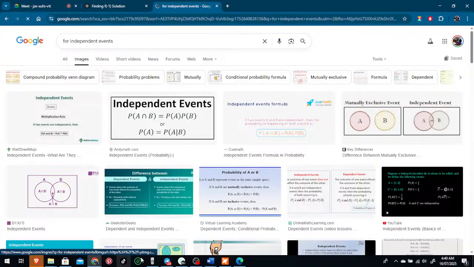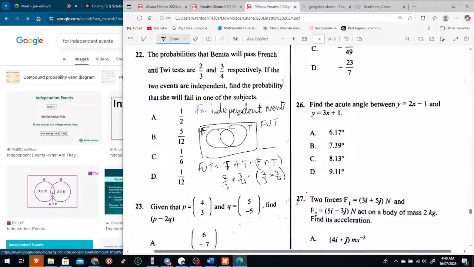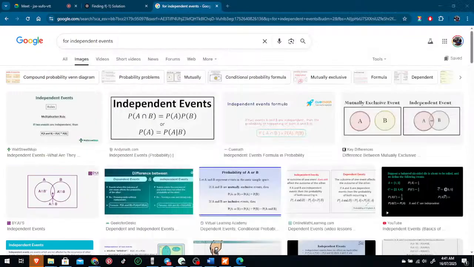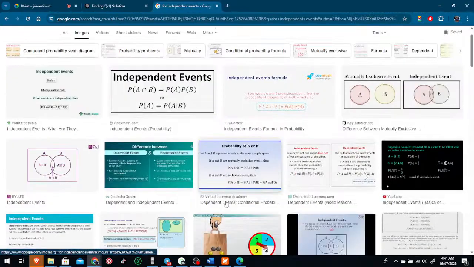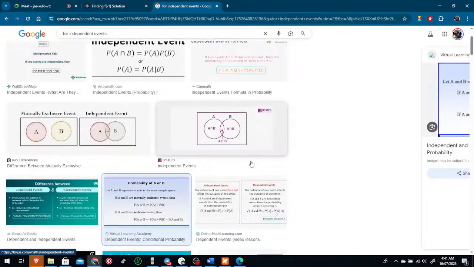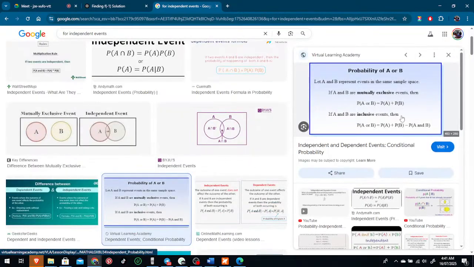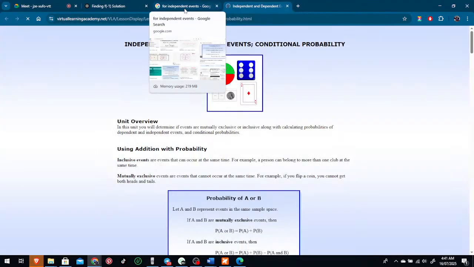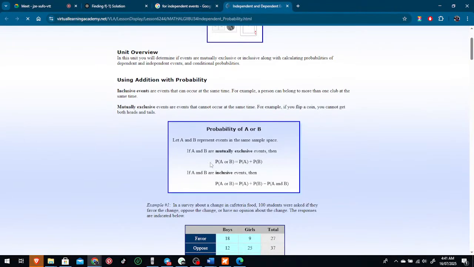Wait, let me look at the question again. Find the probability, if the two events are independent, that one will fail. Okay, so over here there are two conditions. I think we'll find when one will fail, then one will pass, then we multiply and add. Or no, this is the condition.